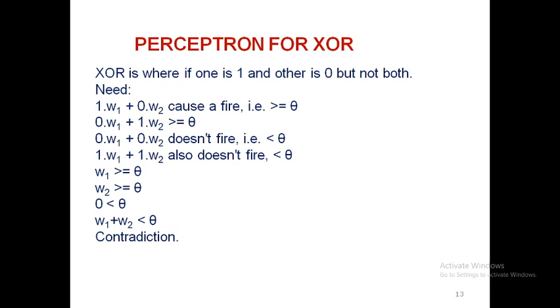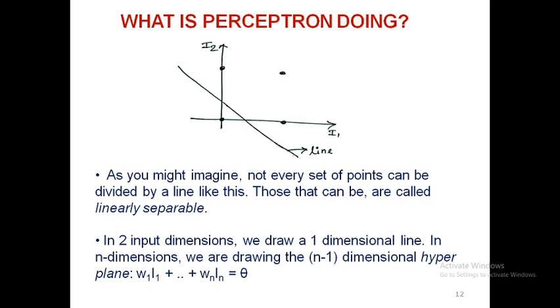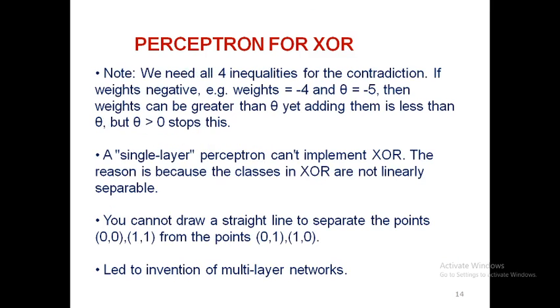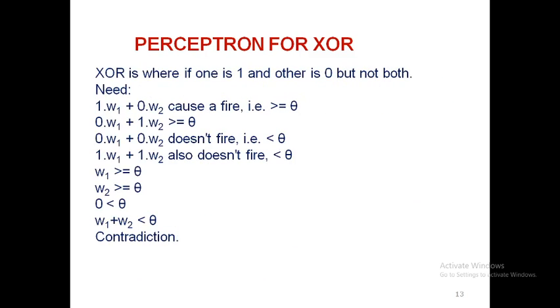All four equations do not get satisfied together for any choice. Even if you take theta greater than 0, is there... But here we have taken theta is equal to minus 5, whereas theta should be greater than 0. W1 plus W2 should be less than theta. W1 plus W2, if you take both weights as minus 4 and minus 4.